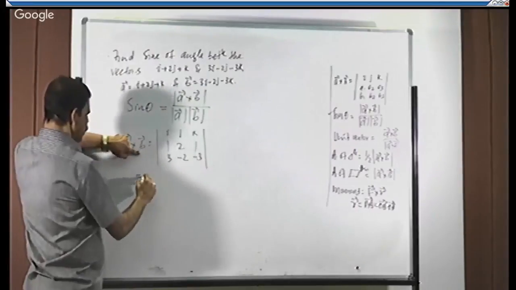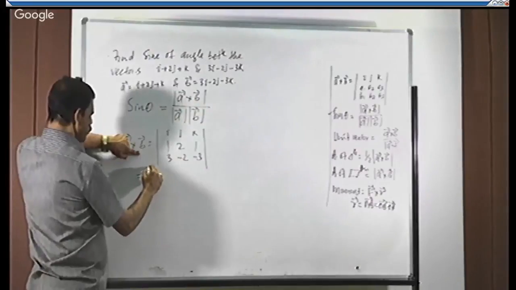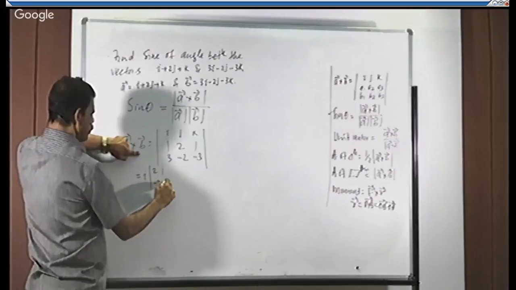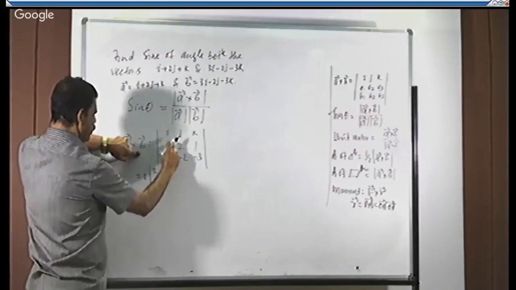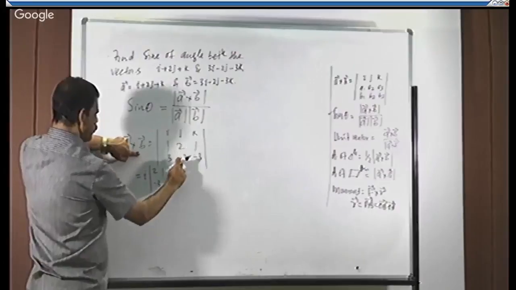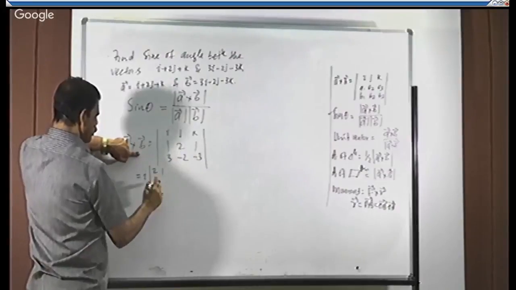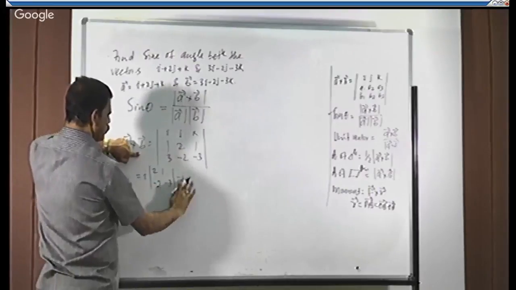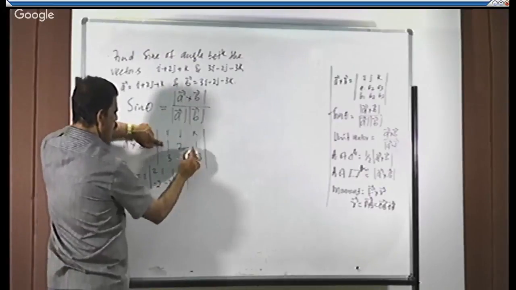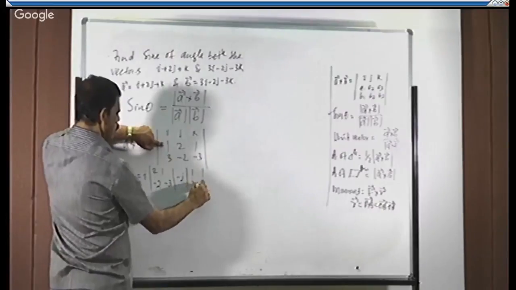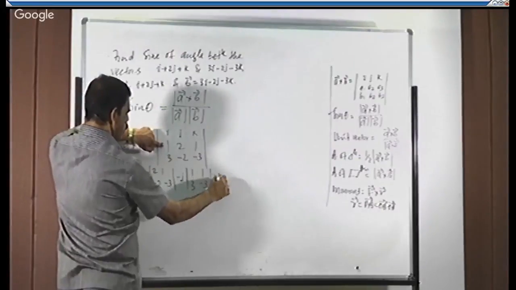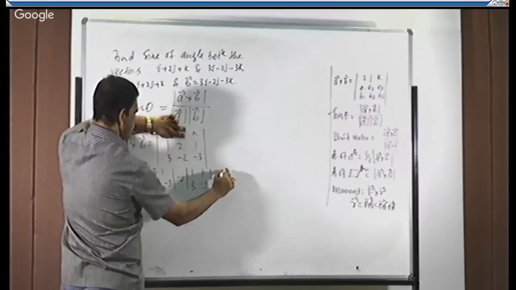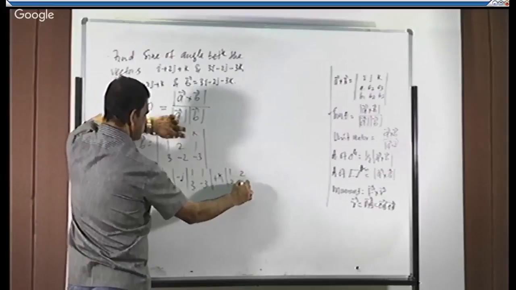Expand it. I into, leave the column and row. 2, 1, minus 2, minus 3. Sorry, I am leaving this column and row. 2, 1, minus 2, minus 3. Minus of j into, leave the column and row: 1, 1, 3, minus 3. Plus k into, leave the column and row. What are remaining elements? 1, 2, 3, minus 2.